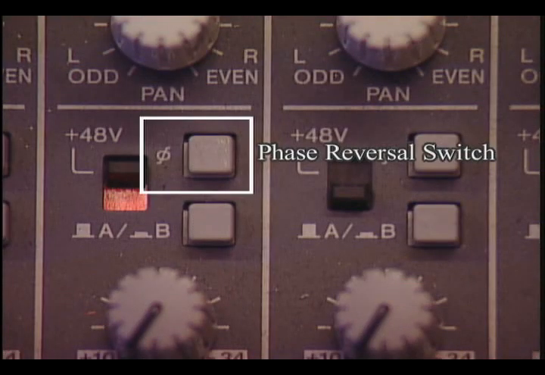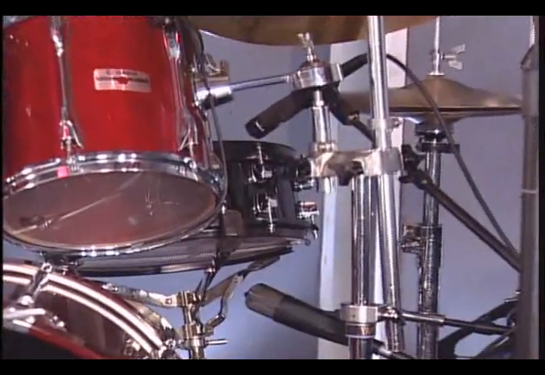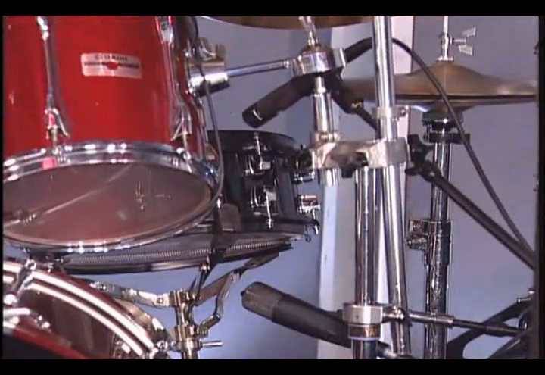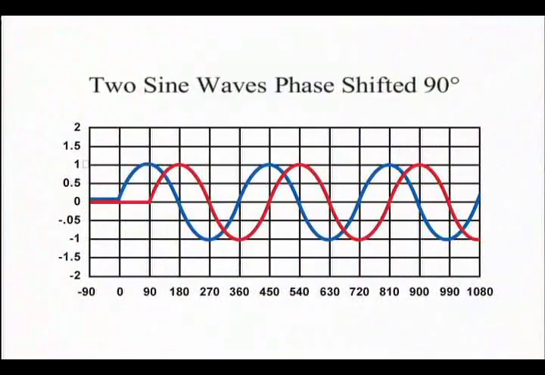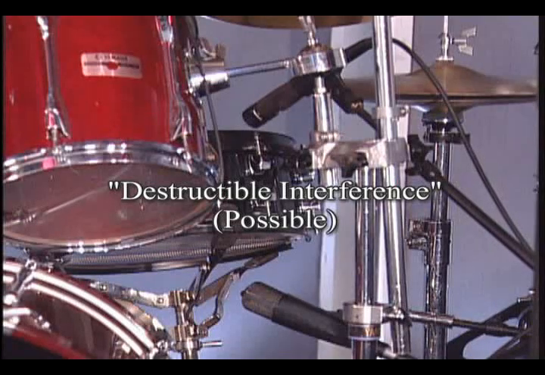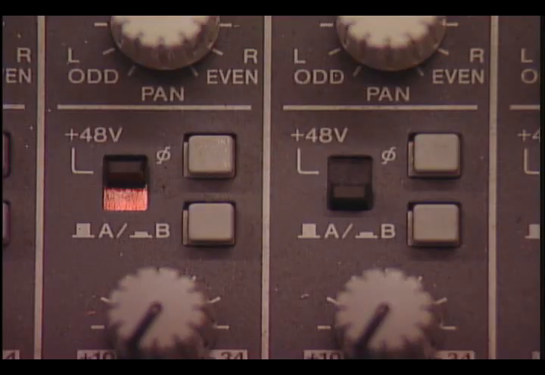Next is the phase reverse switch. This allows the polarity of the mic connected to that channel to be reversed. This is useful when you have 2 mics in close proximity, for example when you're miking the snare from the top and the bottom. Because each microphone is receiving different amplitudes of the same wave, there can be cancellation of certain frequencies. We call this destructive interference, and the result can be a thinning of the sound when the 2 mics are blended at the console. The solution may be simply to reverse the phase of one of the mics, creating an in-phase amplitude.